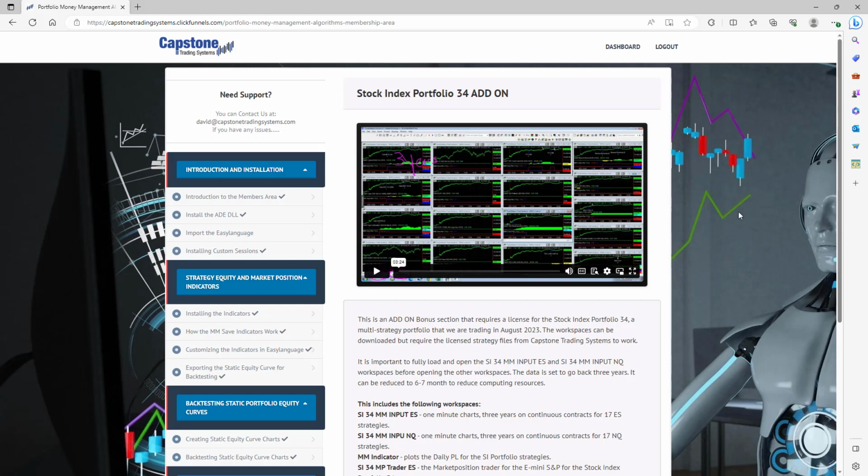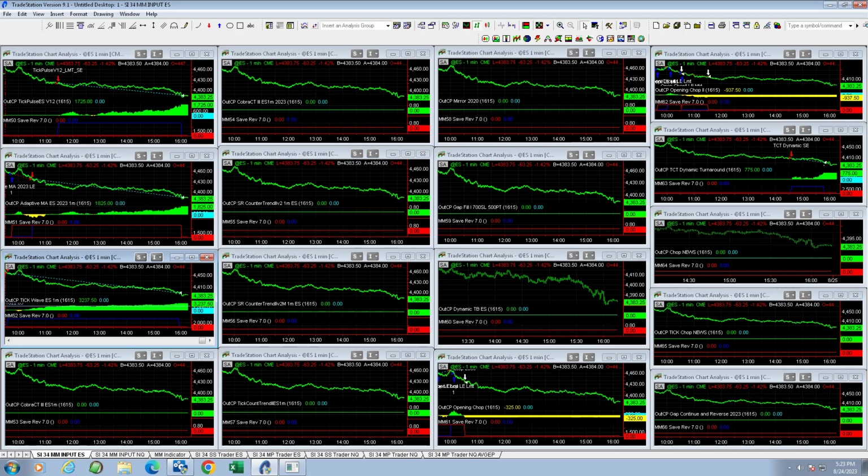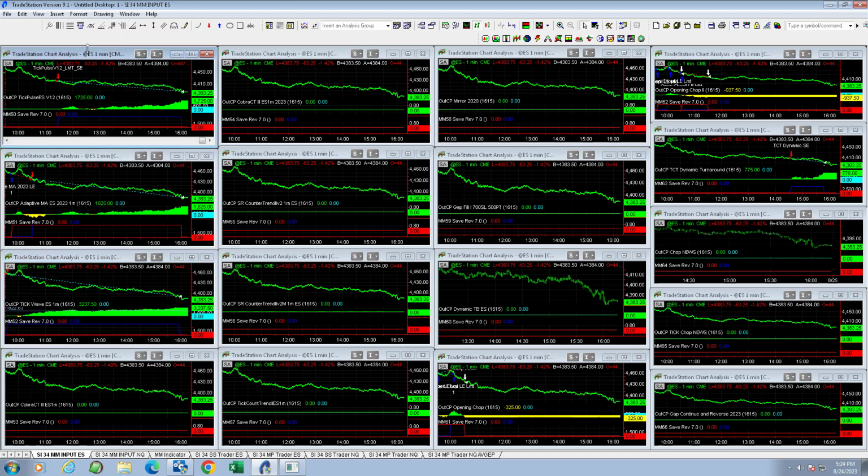This has been a multi-year research project on how to find a way to trade a portfolio of strategies and have those strategies talk to each other to manage risk. And so I'm going to show you the workspace, the specific workspace setups. There is an unlimited combination of things you can do with the portfolio money management algorithms, but I'm going to show you the stock index portfolio 34 as an example.